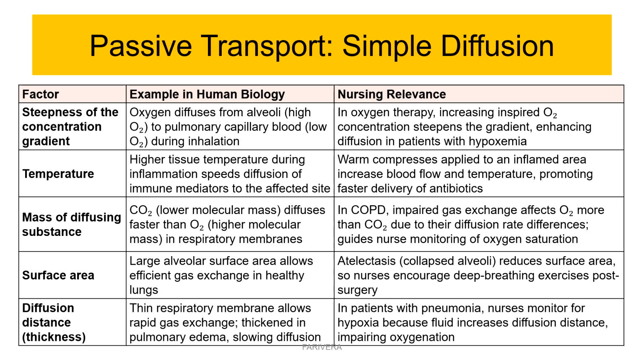Another is the diffusion distance. A thin respiratory membrane allows oxygen to cross efficiently. If fluid accumulates, as may occur in pulmonary edema or pneumonia, the diffusion distance increases. That can impair oxygenation. Therefore, when you monitor a patient's respiratory rate, oxygen saturation, breathing pattern, or signs of hypoxia, you are observing the clinical consequences of basic diffusion principles.